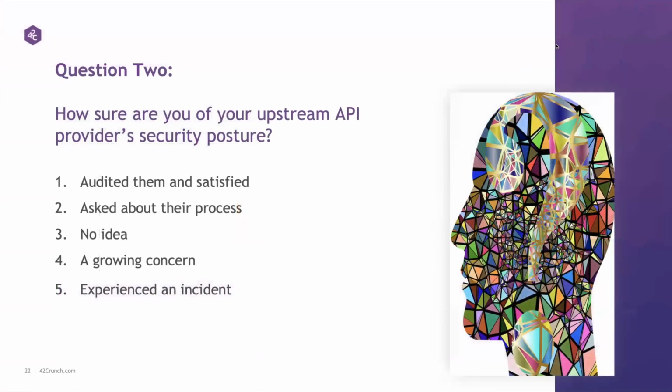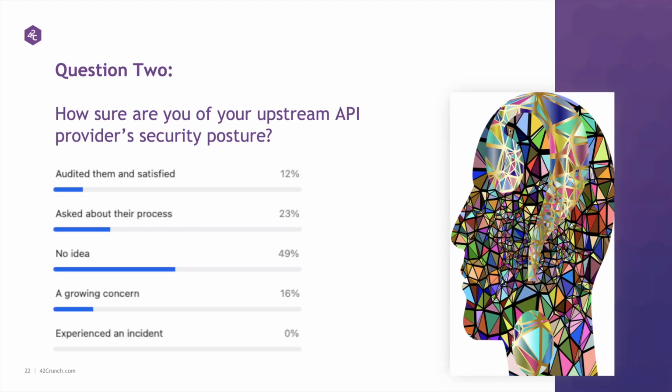So question 2, onto that topic of your upstream providers, your X corporation. How sure are you of your upstream API providers' security posture? Yeah, so nearly half of the people said no idea, which is exactly what I would have expected. And it's good. This is a worthy question to be asking, right? To say, what are you doing to secure your APIs? I think it's a perfectly reasonable question to be asking as well.